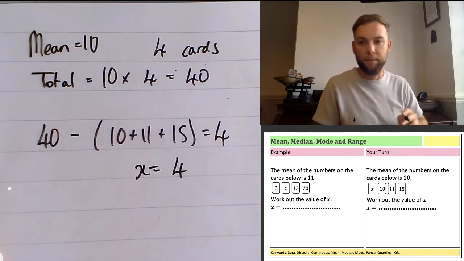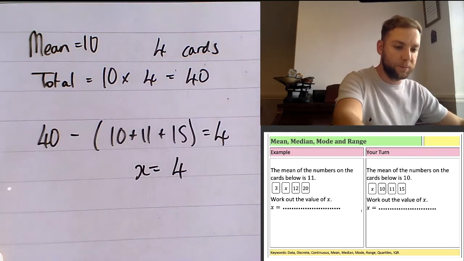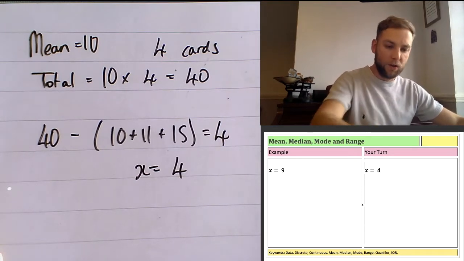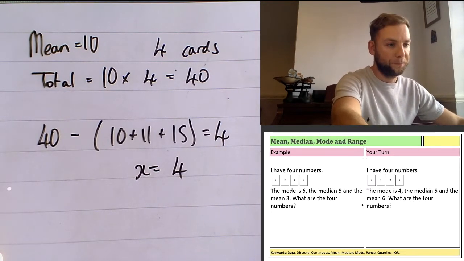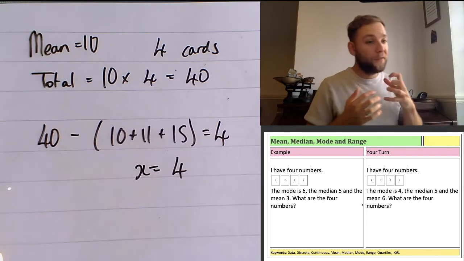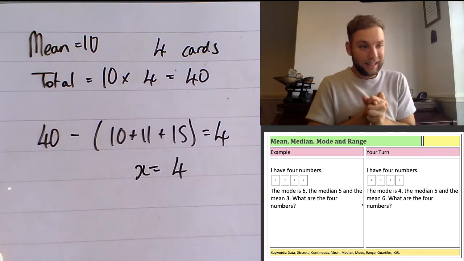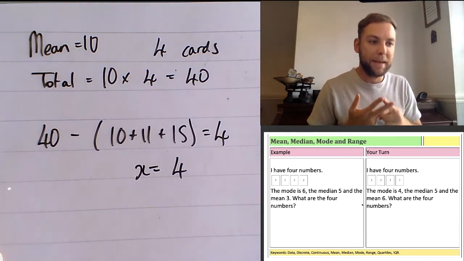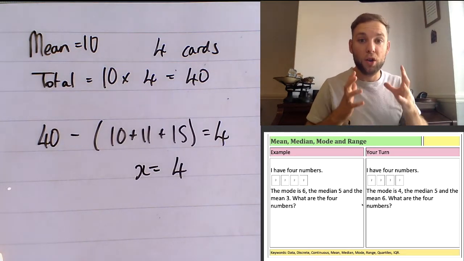Brilliant. Super. So let's just check both those answers. 9 and 4, absolutely super. Brilliant. So one more question. So I have 4 numbers. The mode is 6. The median is equal to 5. And the mean is 3. What are the 4 numbers?